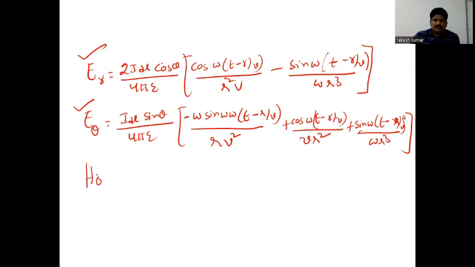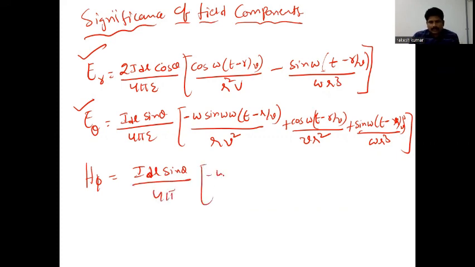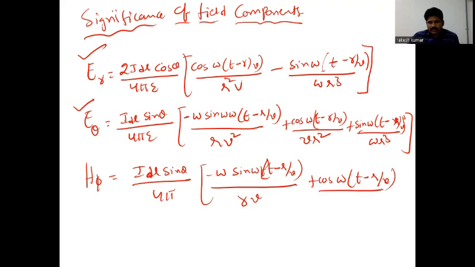Already we have calculated H phi. So what is the value of H phi? Significance of field components. We have three components: Er, E theta, H phi. The value of H phi is I dl sine theta by 4 pi into minus omega sine omega t dash, where t dash means t minus r by v, by r v, plus cos of omega (t minus r by v) into r square. So these are the three expressions.